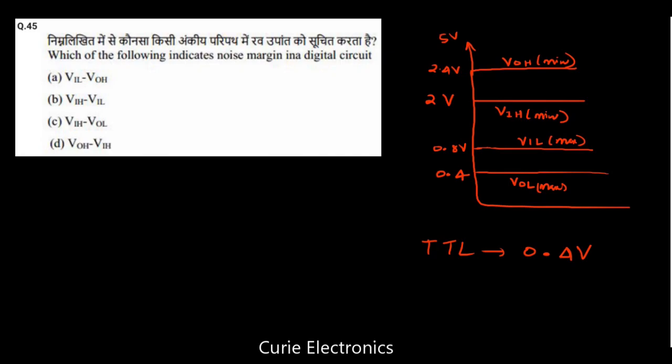So this is the noise margin of 0.4 volt for the TTL. In another video I will explain it in a good way. So the answer is V output. We see here VOH, V output high minimum, minus V input high minimum. This is the noise margin, that is option D.